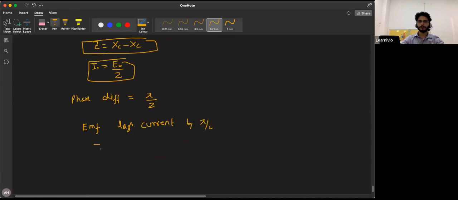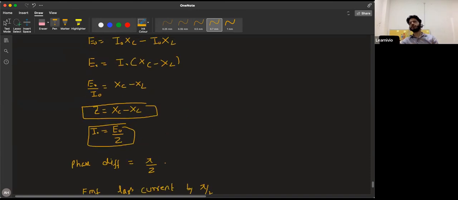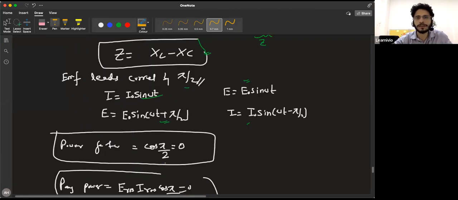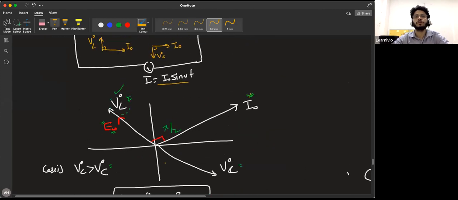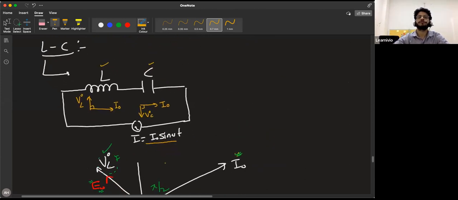So if you write your equation of current as I naught sine omega t, then the equation of EMF will be E naught sine omega t minus pi by 2. The rest of the terms like average power and power factor will be 0, just like the first case. So the only difference in first and second cases is lead and lag. In one case, EMF leads, in the other case, EMF lags. Note it down as a third circuit, LC circuit. Then we start the numericals.